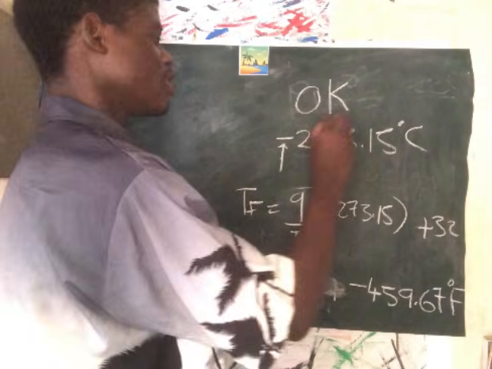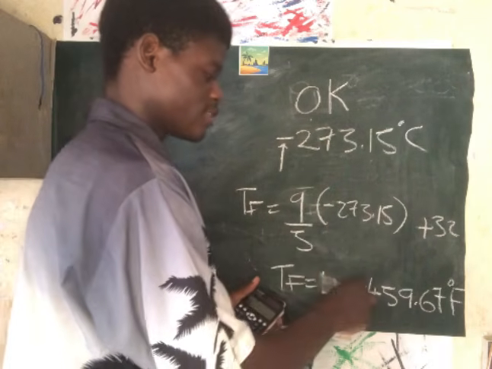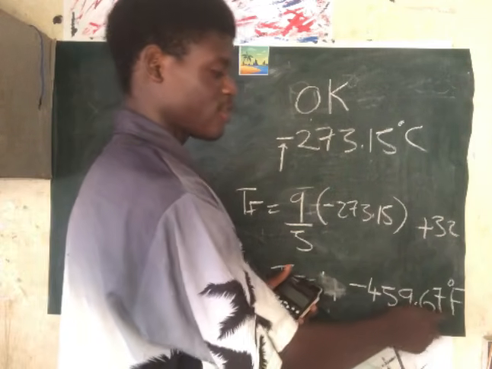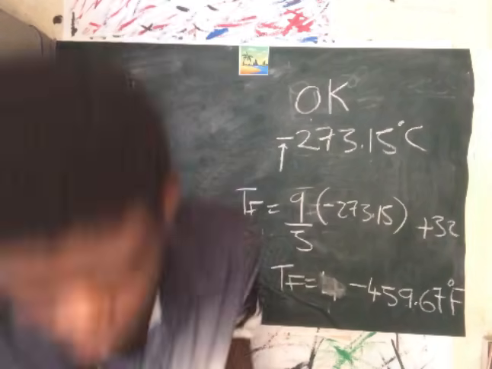That's our absolute zero in Fahrenheit. So in Celsius is minus 273.15 degrees Celsius. In Kelvin is 0 Kelvin. In Fahrenheit is minus 459.67 degrees Fahrenheit. You can bring it out, so don't miss it when you see it.